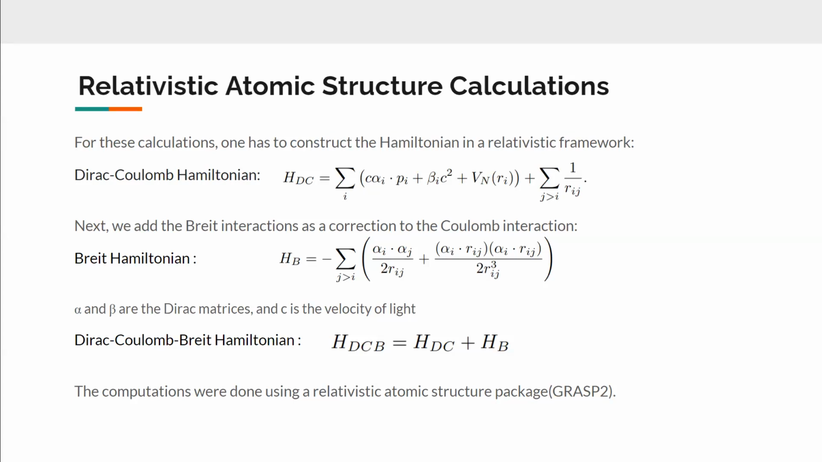Once we do that, we have the total Hamiltonian H_DCB, which is the Dirac-Coulomb part plus the relativistic correction, which is the Breit part. Without the Breit interaction, we cannot get the kind of accuracy that we've got. We've got about 98 to 99% accuracy. I think without the Breit, it would be much less.